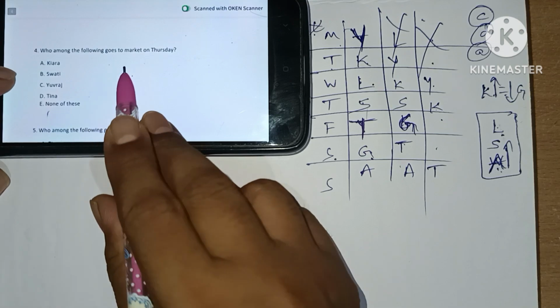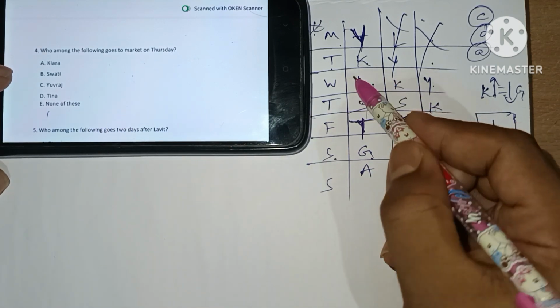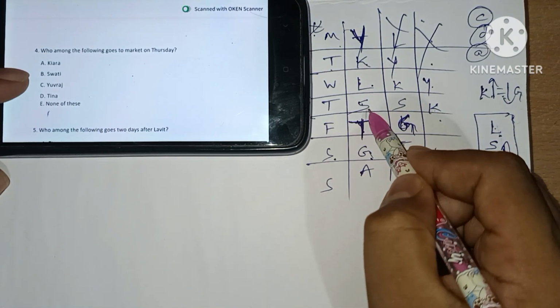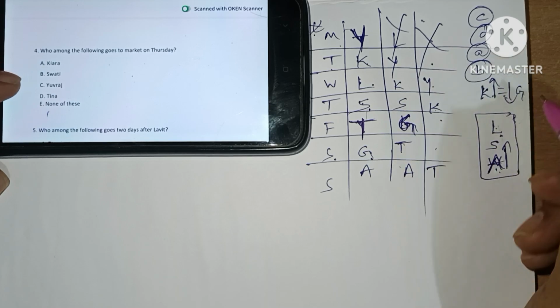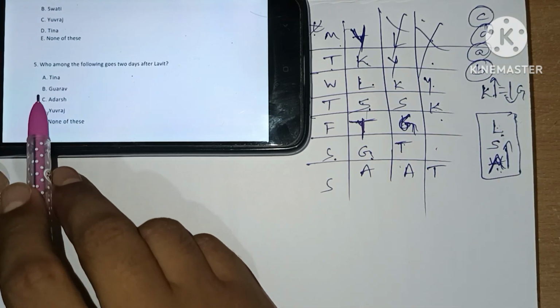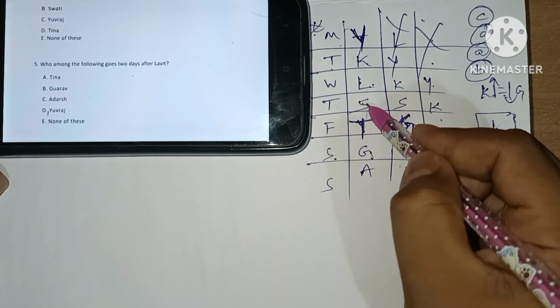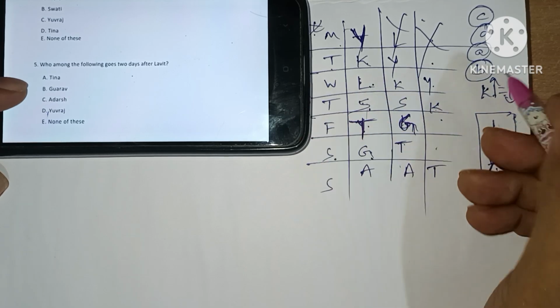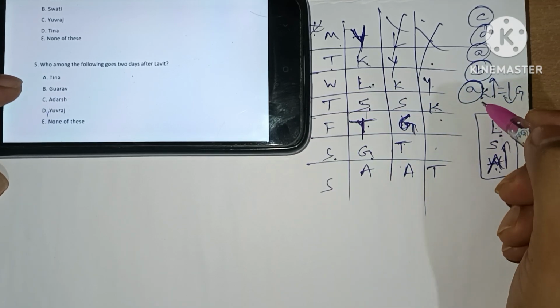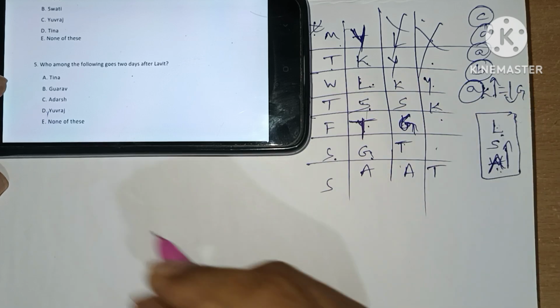Who among the following goes to market on Thursday? On Thursday, S means Swati. Option B is the answer. Next, fifth one. Who among the following person goes 2 days after Levit? 2 days after Levit is Tina. Option A. So, these are the answers for our questions.